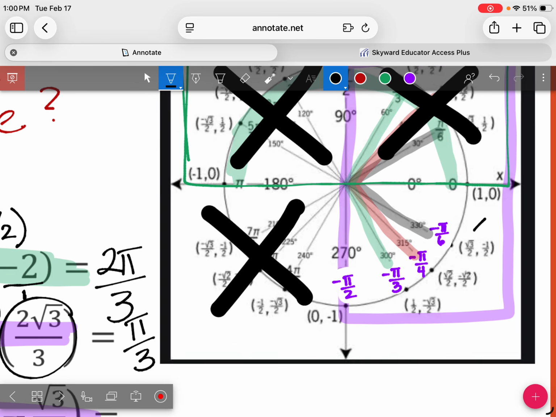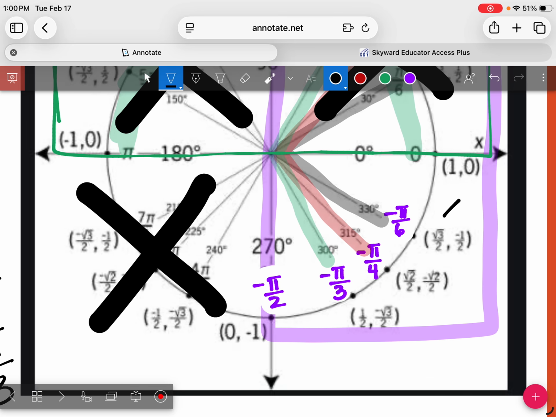Okay. Now, I know that it's not this one. How do I know it's not this? What is going to be the tangent and cotangent of negative pi over 4? So it's not this. So now we're down to a 50-50 shot. It's either negative pi over 6 or negative pi over 3. Now, I can look at it. I can tell which one it is. All right. But if you cannot, we just need to do keep, change, flip.